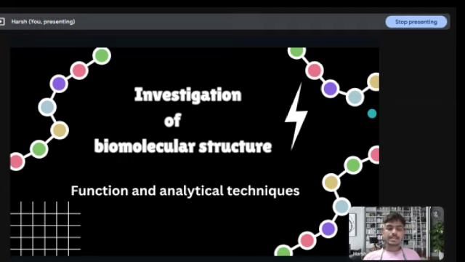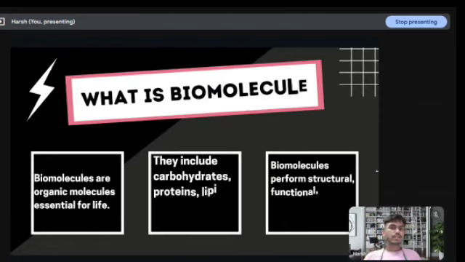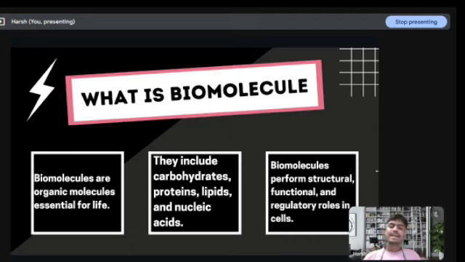Today I'm going to present a presentation on investigation of biomolecular structures, its function and analytical techniques. So let us understand what actually these biomolecules are. What are biomolecules? Biomolecules are organic molecules which are an important and essential part of life. Without biomolecules, life wouldn't exist.